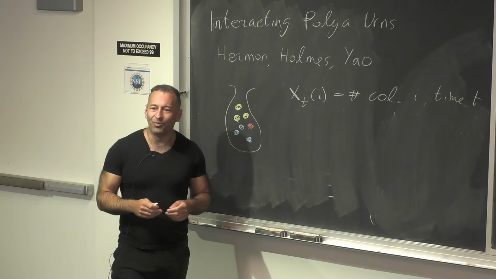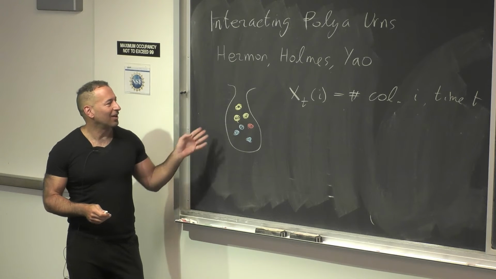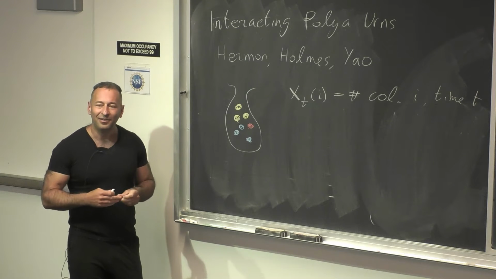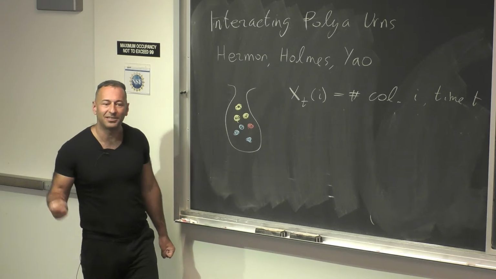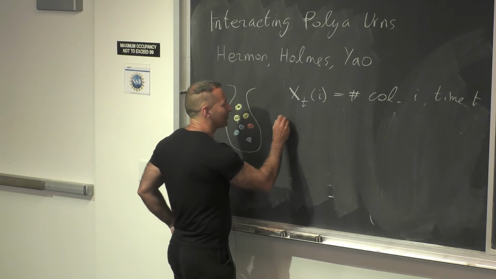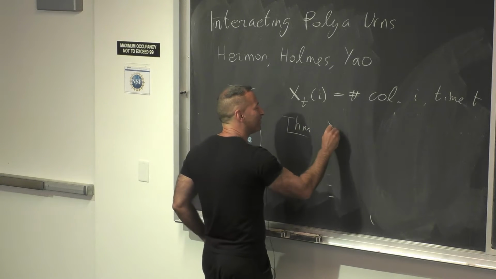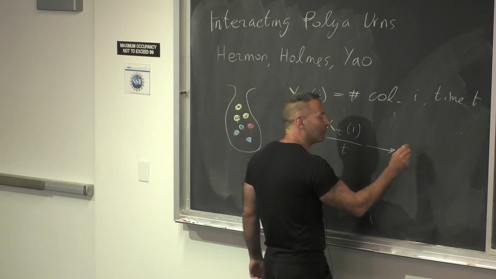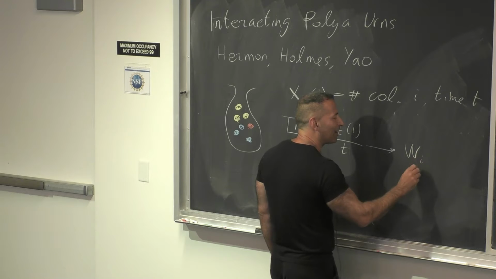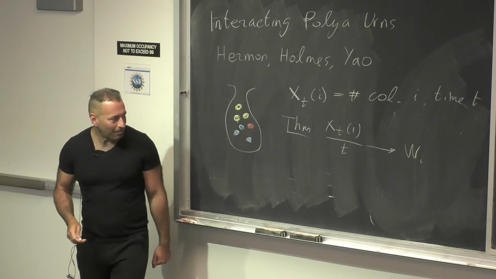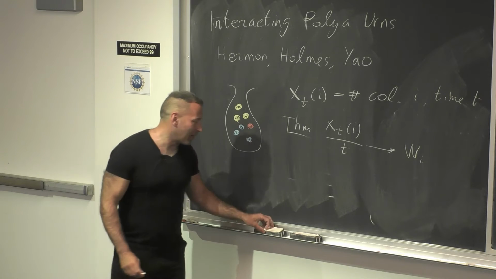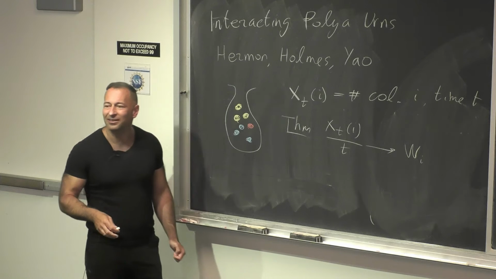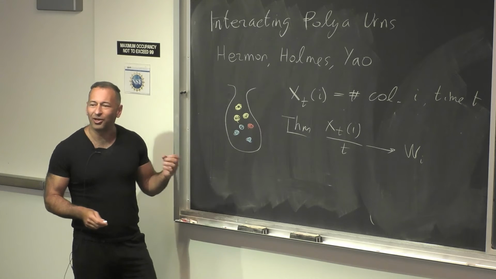As I think many of you know, for this classical Polya urn, the answer is that the x's are asymptotically proportional, so that each color has some asymptotic proportional density. The most classical fact is that x_t(i) over t converges to some random limit, let's call it w_i, which adds up to 1. And there are many ways to see this.